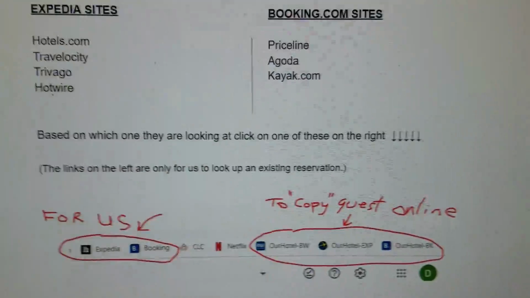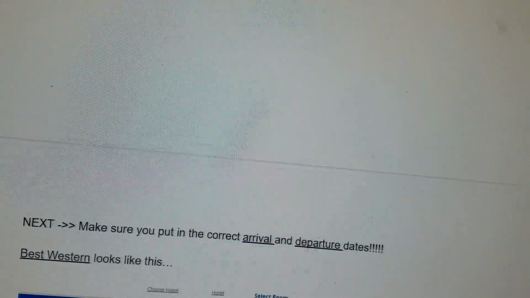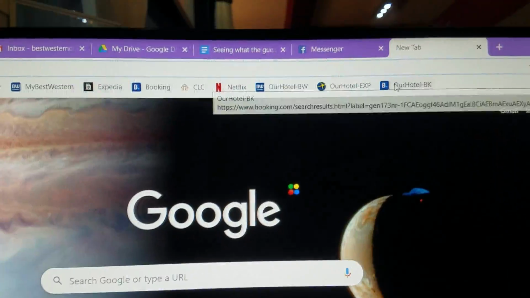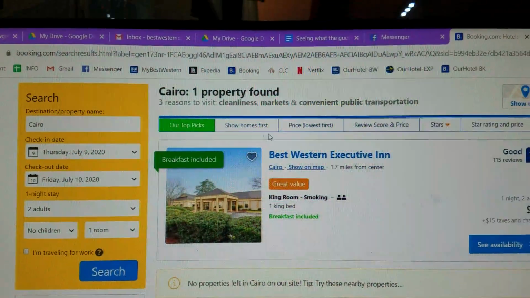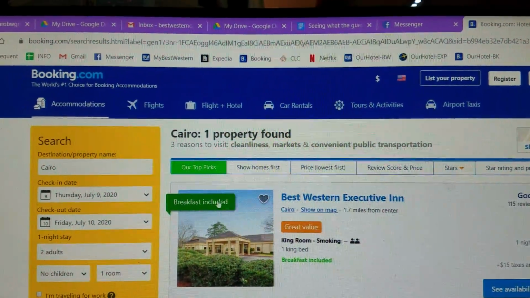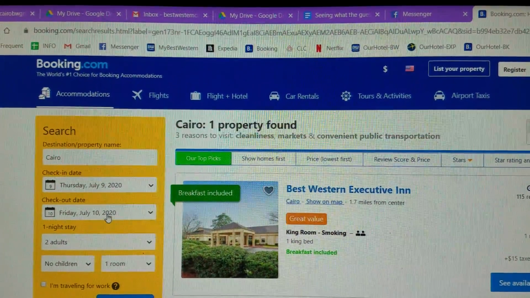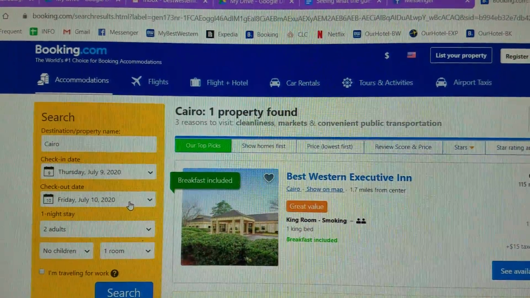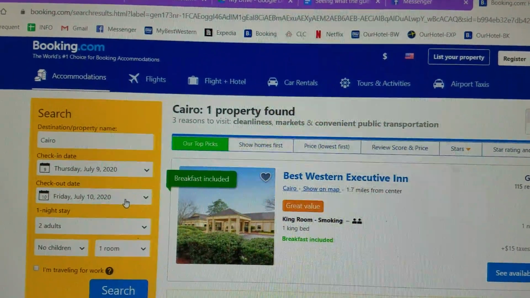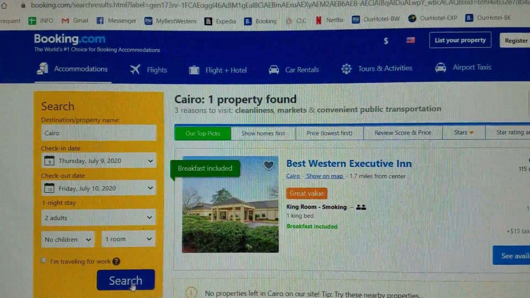All right. So that'll bring us up, for example, let's try Booking.com. So click on that, and what we get is it comes up with our property as the first one because it's looking for Cairo. And then you have to put in the right dates. What arrival and departure date is the person looking for? Maybe they want a 1-night stay, a 5-night stay, or whatever, but it makes a difference for the rate. So you have to update those to correct, and then click search.